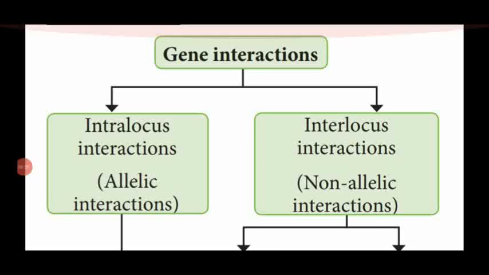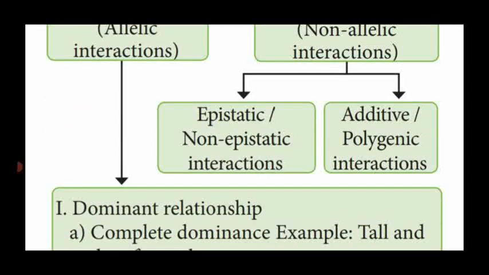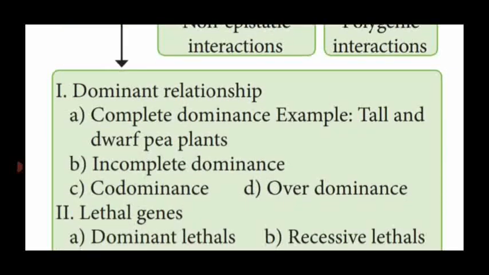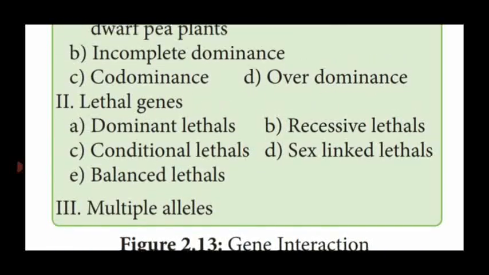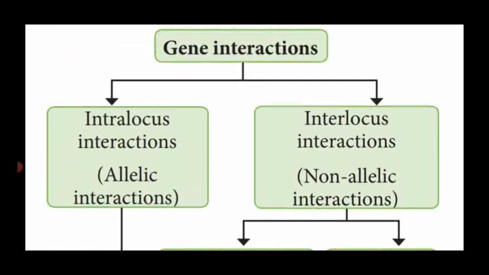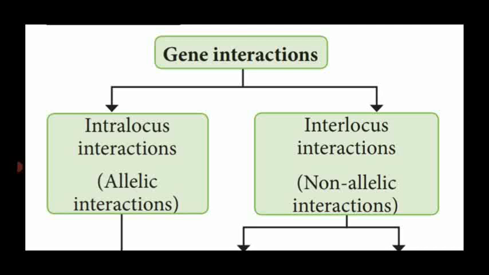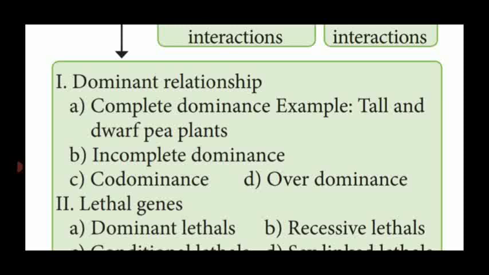Dear students, this is the flow chart showing gene interaction and its types. Interlocus interaction is divided into epistatic and additive. Then this is divided into dominant, lethal and multiple alleles, which are the different types of gene interaction shown in the flow chart. This is also a very, very important 5-mark question.